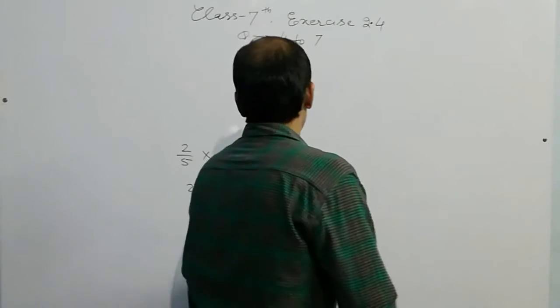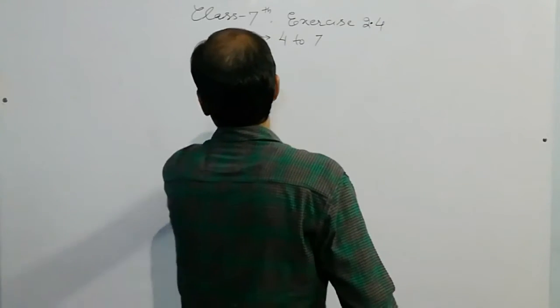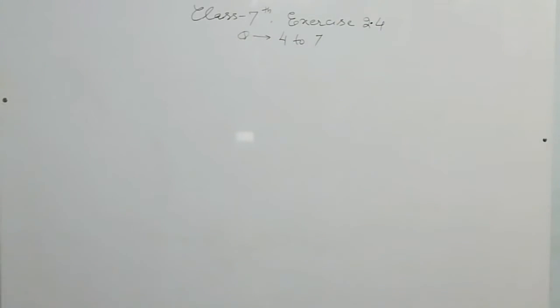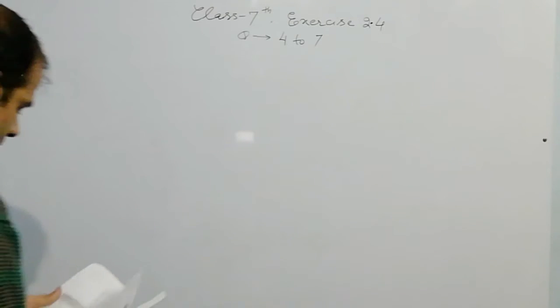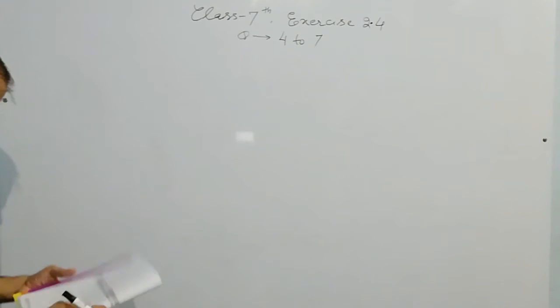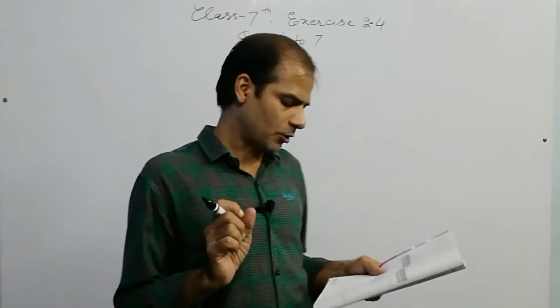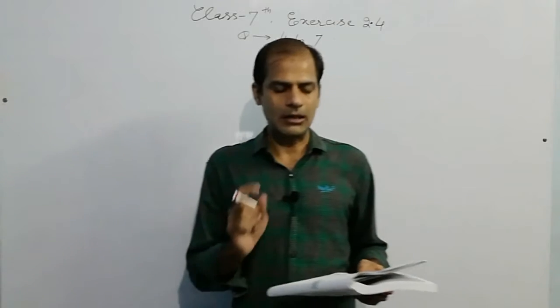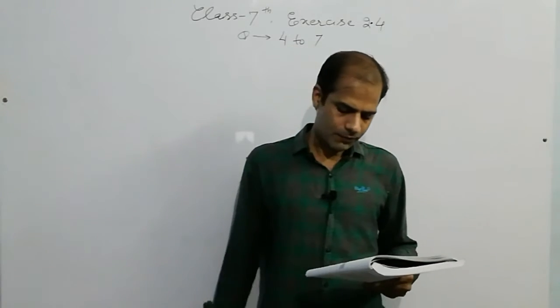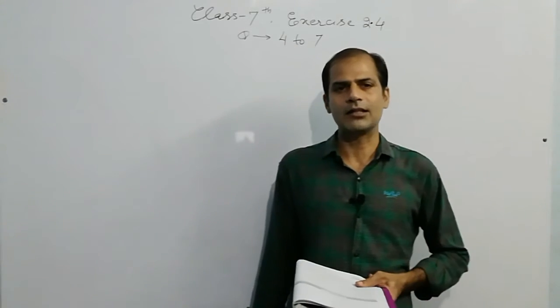Next is question number 7 and the last question of this video. Now the seventh question is: the product of two numbers is 16 upon 9. Product means multiply. If one of the numbers is 5/2, find the other number.